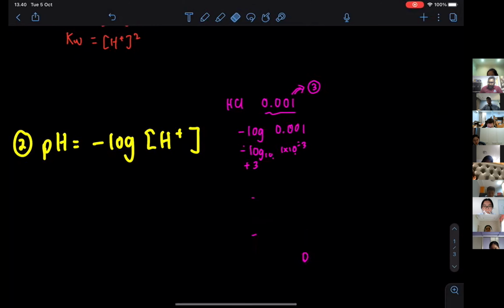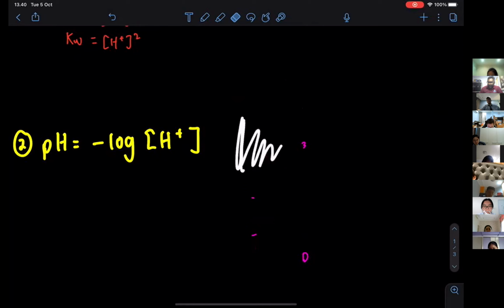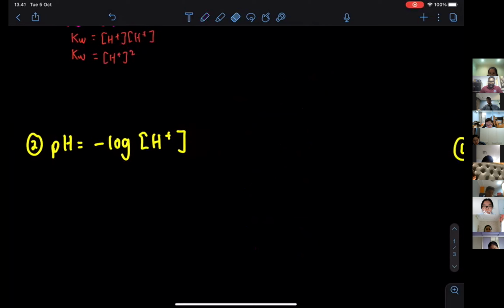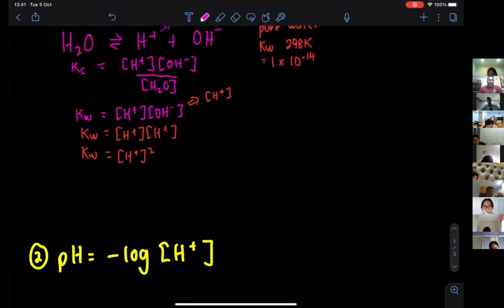So the reason why we have to use pH is because it's going to give you a different scale, where you can represent the data in a better way. How to use this: pH is negative log H plus, we can just straight away use it. In terms of pure water, we know that Kw is 1 times 10 negative 14. How do we know that? You no need to worry, it is given to you. You just need to apply and learn how to use it.